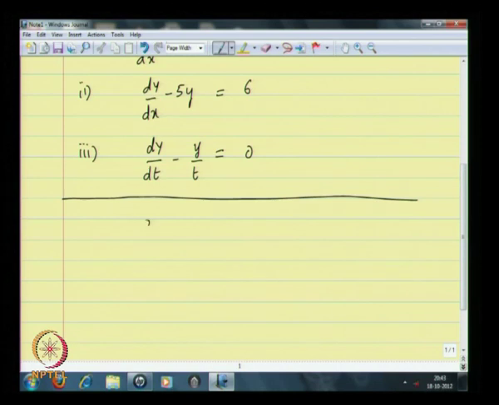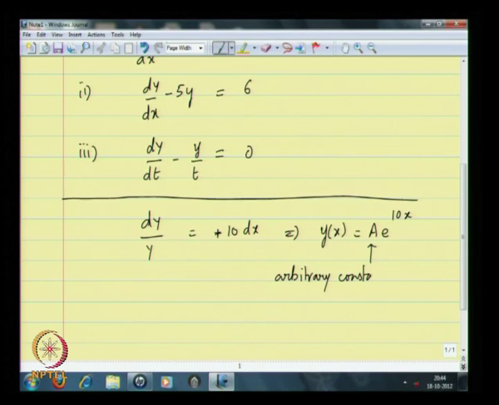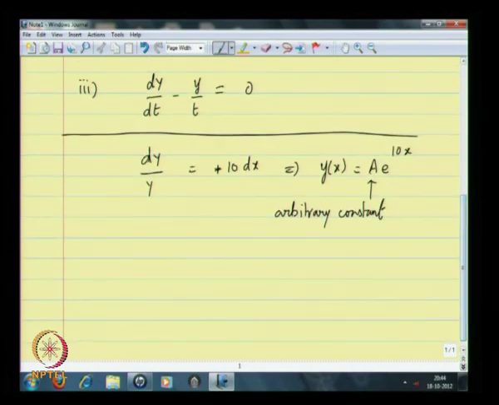So you can write that dy by y is equal to 10 dx, which gives you immediately y of x is equal to a e to the 10x, where a is the arbitrary constant. So one condition will tell us what the value of a is. That condition can be on the y or on the y prime or whatever it is at a particular value of x. So there is one arbitrary constant since it's a first order differential equation.